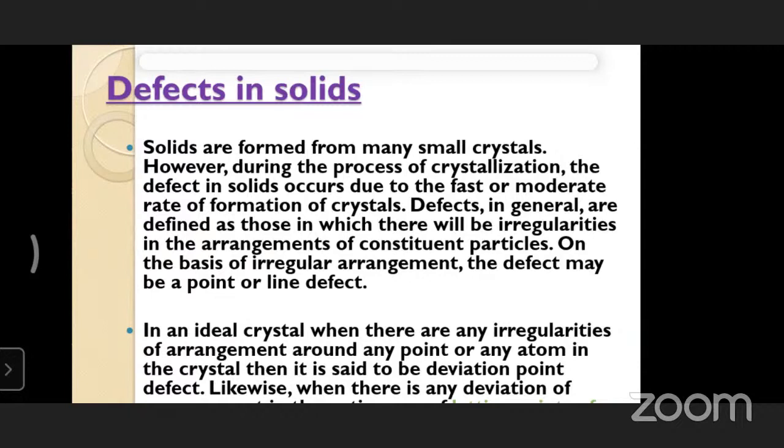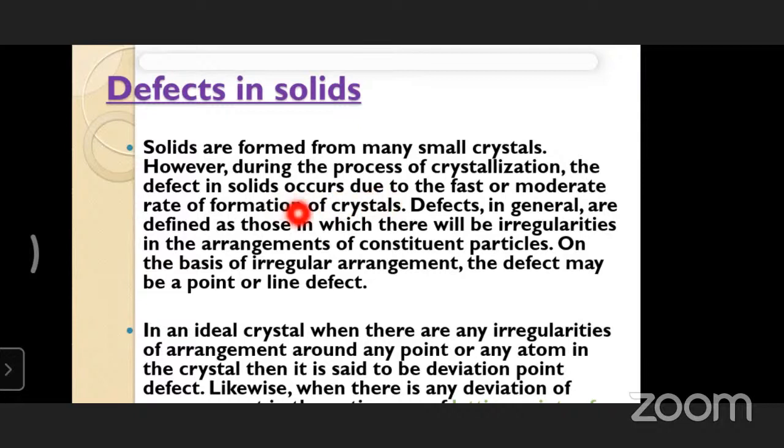So we'll see the definition of defects in solids. What is meant by a defect in solids? Solids are formed from many small crystals, that we know. However, during crystallization, defects in solids occur due to the fast or moderate rate of formation of the crystals. Some crystals may form very early, and some form very slowly. It depends upon the nature, the arrangement and the bonding.